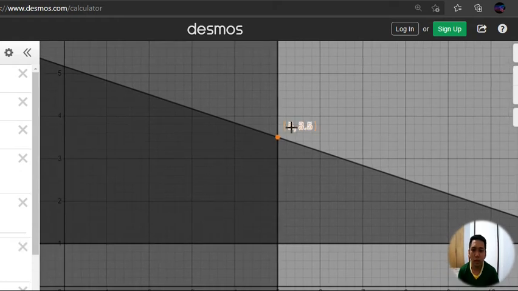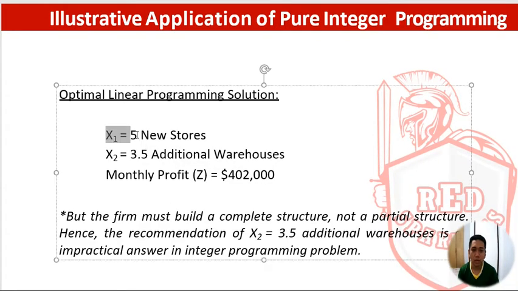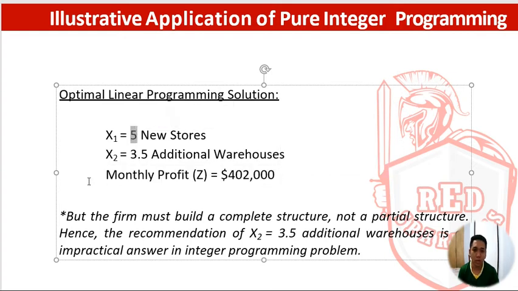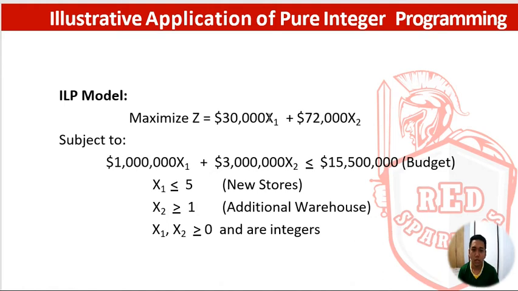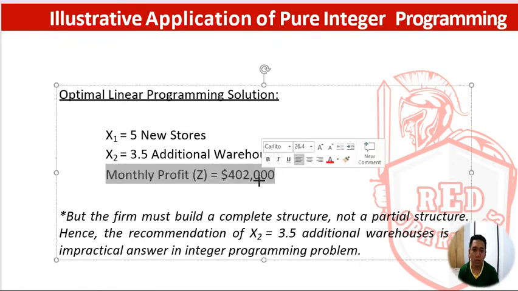Yan ay 5 and 3.5. This is 5 and 3.5. Kapag linear programming, tapos na tayo. Diba? Kung titignan nyo, after answering, we could have x1 is 5 new stores and x2 is 3.5 additional warehouses. Tapos, ang monthly profit natin is 402,000 after computing. Substitute nyo si 5 dito. 30,000 times 5 plus 72,000 times 3.5. Yun yung ating maximum profit na monthly.